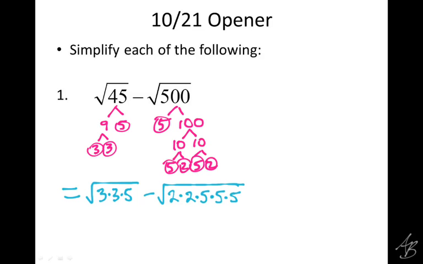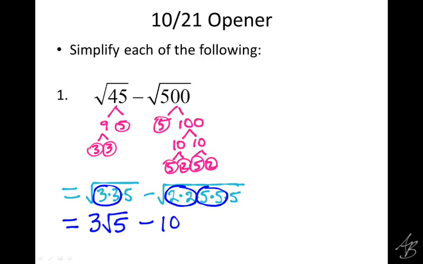All right, so after I rewrite it, then what am I going to do? Circle pairs. So in that first one we have a pair of 3s. In the second one we have a pair of 2s and a pair of 5s. So we're going to rewrite again now, and when we rewrite it this time, what do we get for that first square root? 3 square root of 5. And for the second one? 10 square root of 5.